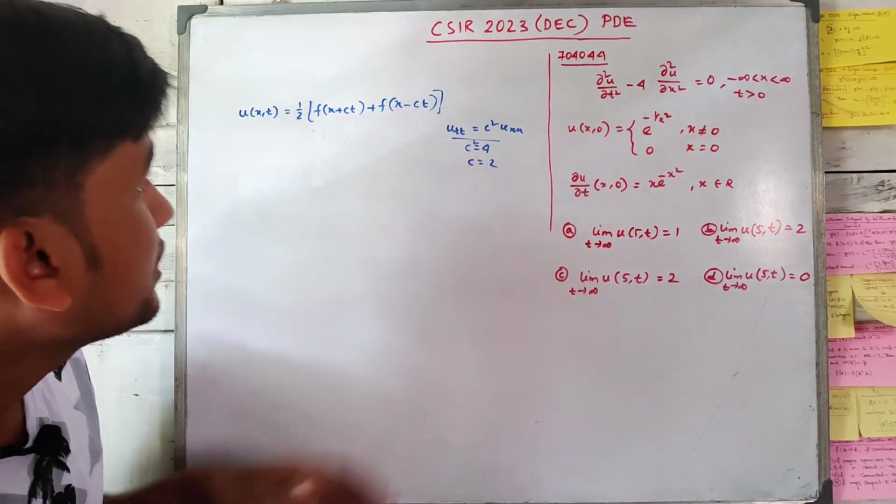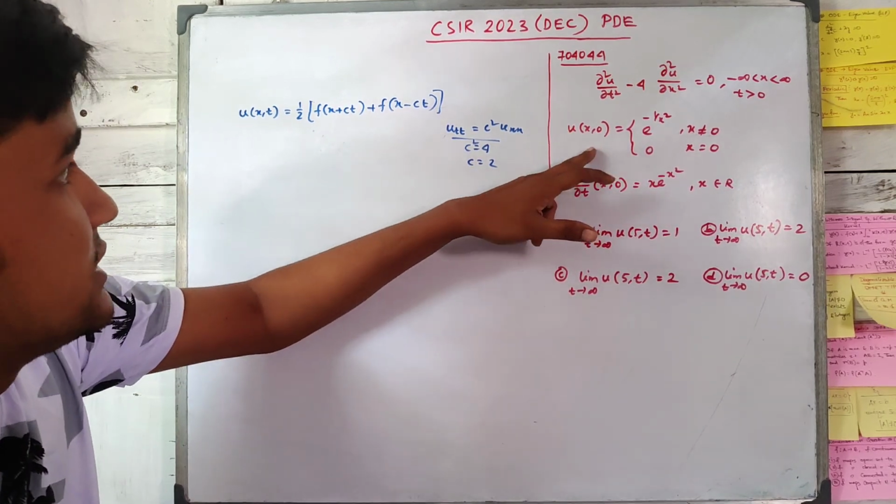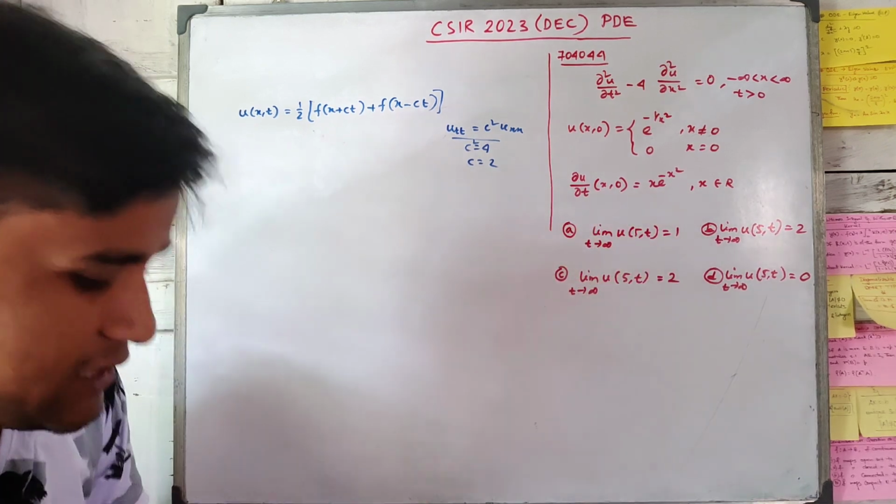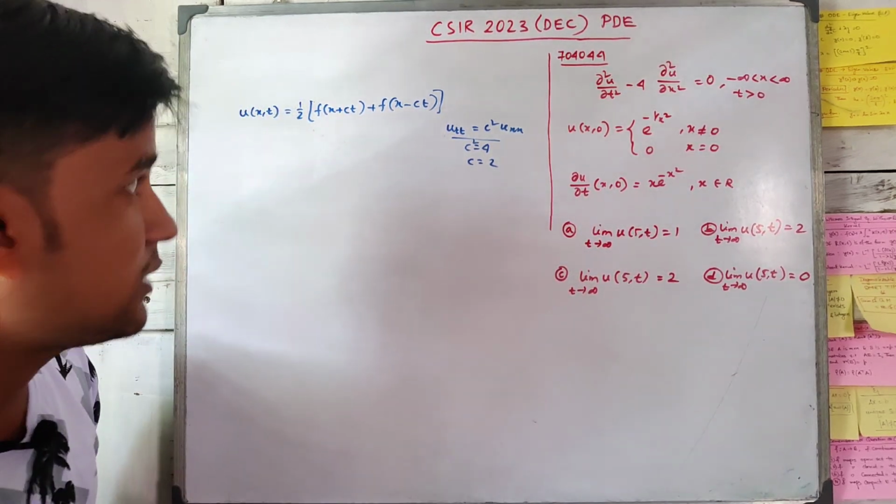So now this is the solution only for this part, but here we see that the g(x) term is also present in this problem. So how can we solve this problem?